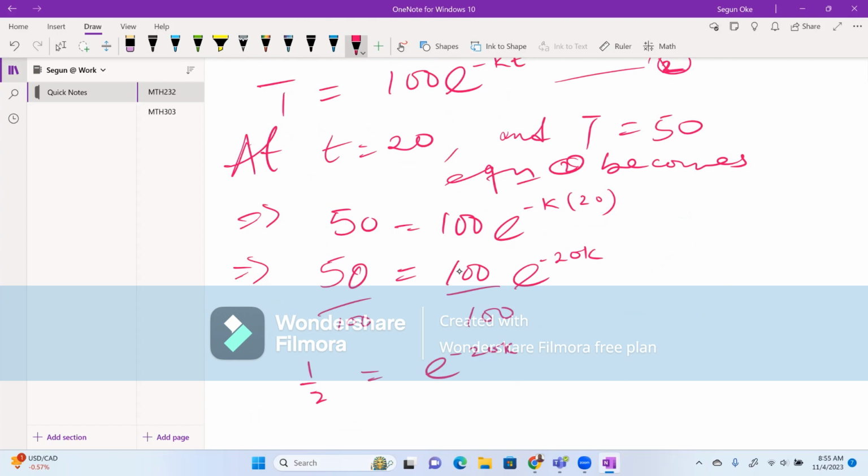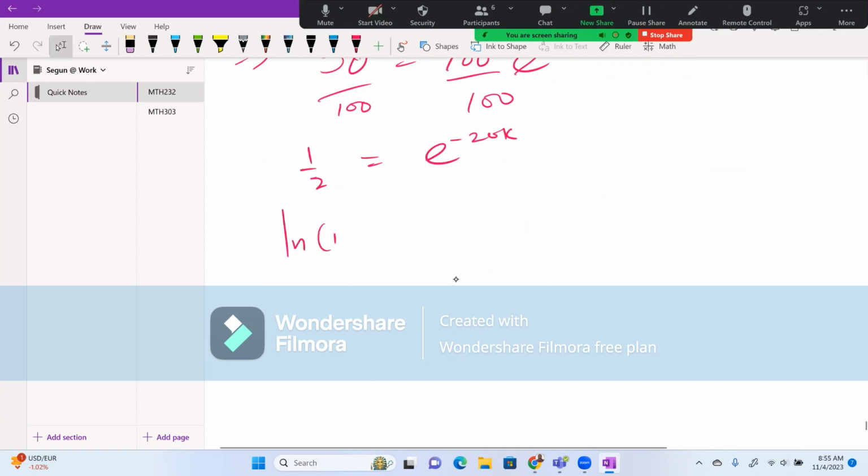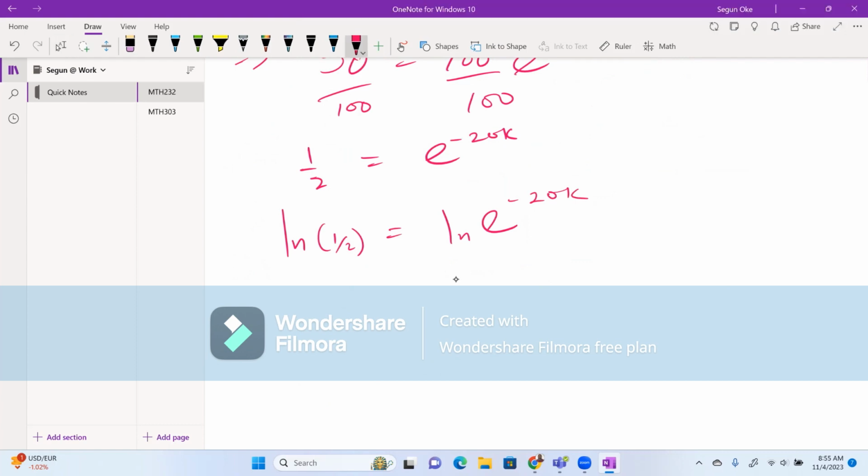So we are looking for that k. For us to get the k, we need to take the ln of both sides in order to cancel exponential. So we take the ln of both sides, which equals ln exponential minus 20k. At the end of the day, we are going to have ln 0.5 equals minus 20k. Then how do we get the k? We divide both sides by minus 20. When you divide both sides by minus 20, you have minus ln 0.5 over 20 equals k. If you do it very well, your k will be equal to 0.035.